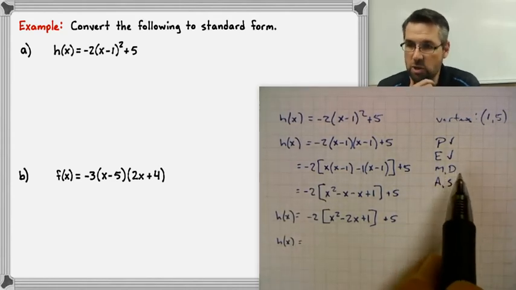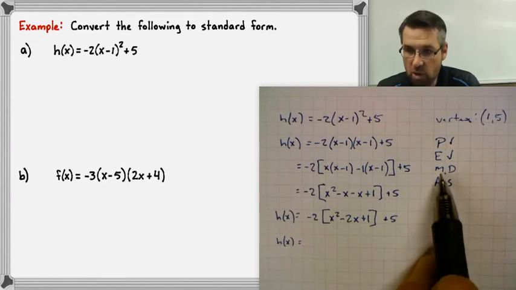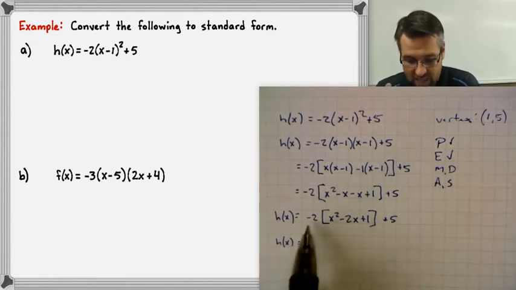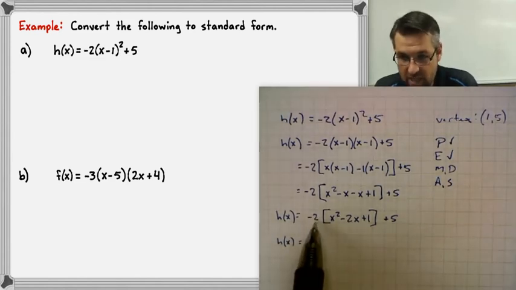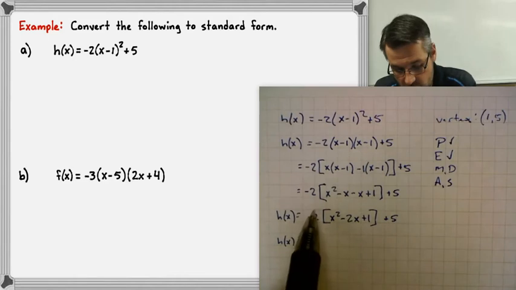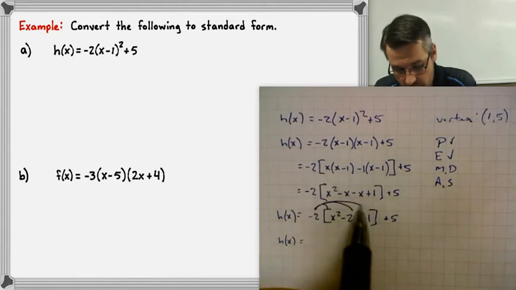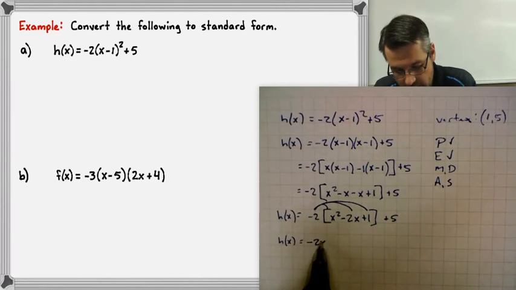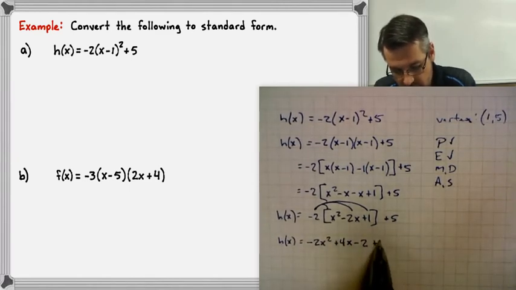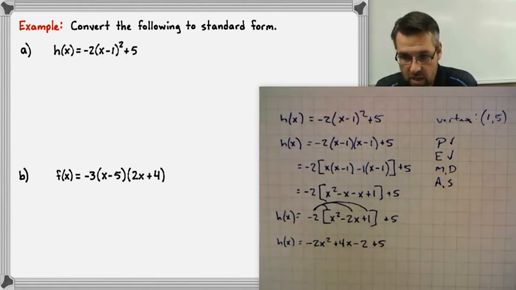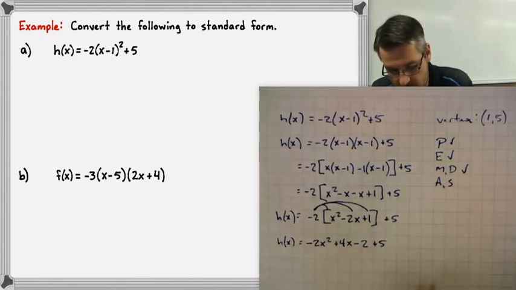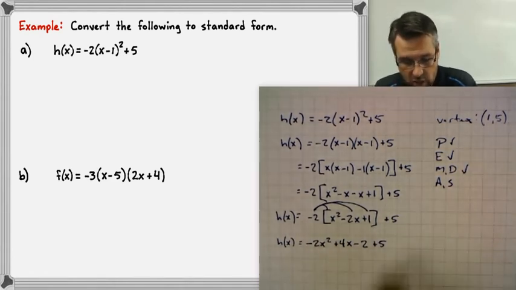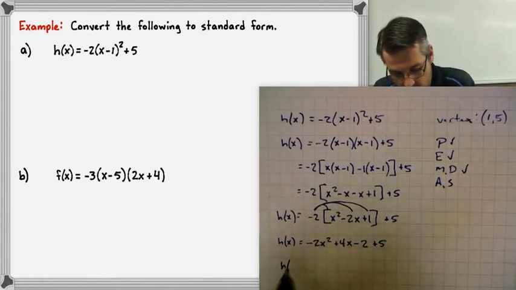Well, which one do I do first? Do I do multiplication or division? I do whichever one comes first from left to right. In this case, there is no division, so I don't have to worry about that. I do have multiplication because I have this negative 2 out front. So I want to distribute that negative 2 into all three terms here. So we end up with negative 2x squared plus 4x minus 2, and then we have this plus 5 in the end. There's nothing to really combine from that distribution, so we dealt with multiplication and division. The next step is addition and subtraction, which in this case just means combine your like terms.